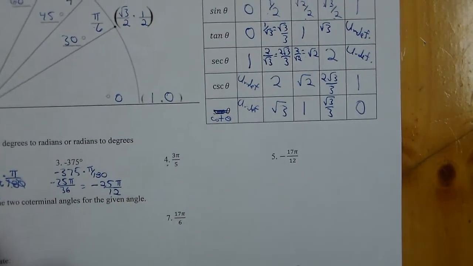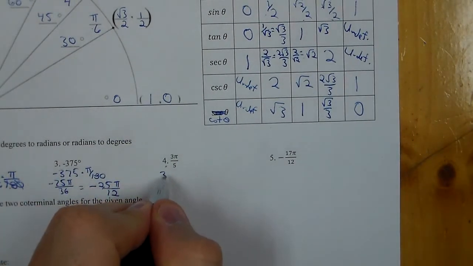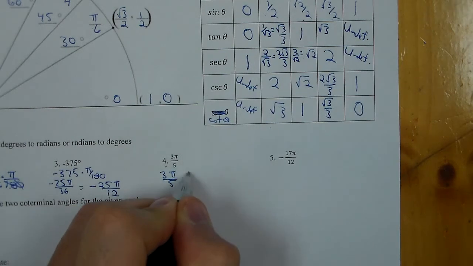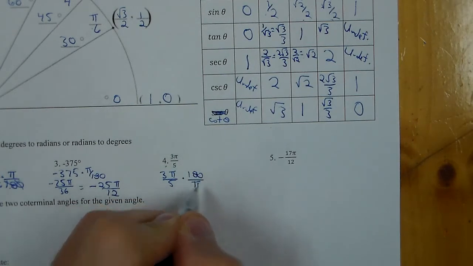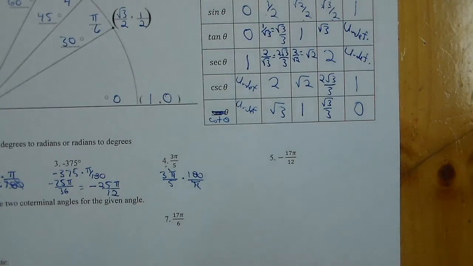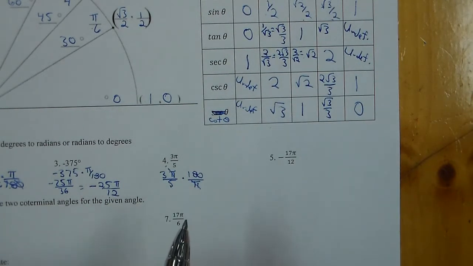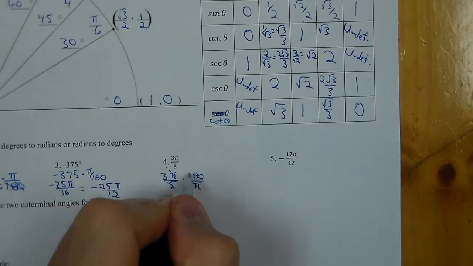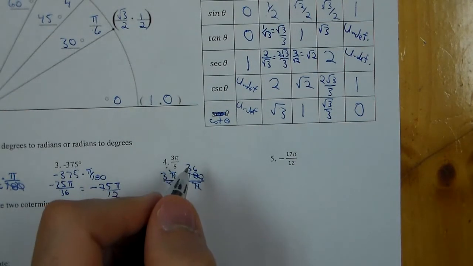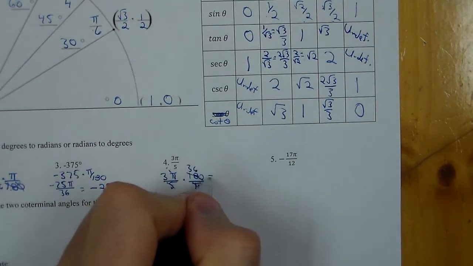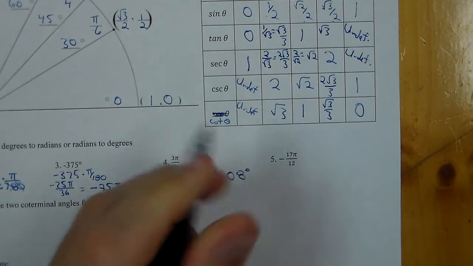Now for number 4, we have 3 pi over 5. We need to multiply that by 180 over pi. So the pi's divide out. I can divide 180 by 5 and reduce that, and I get 36 on the top. 36 times 3 gives me 108 degrees.